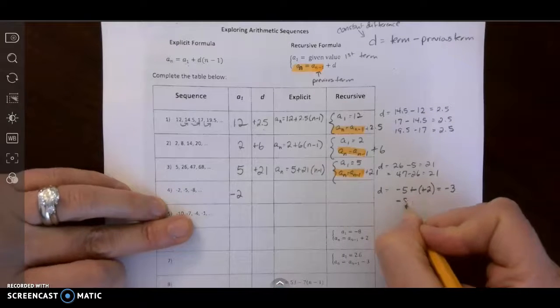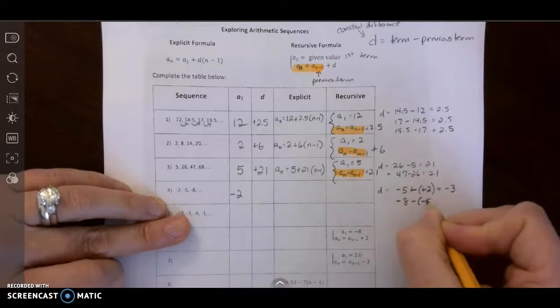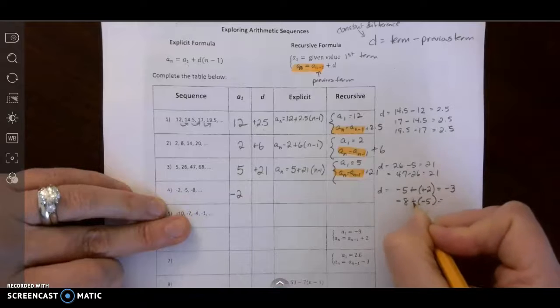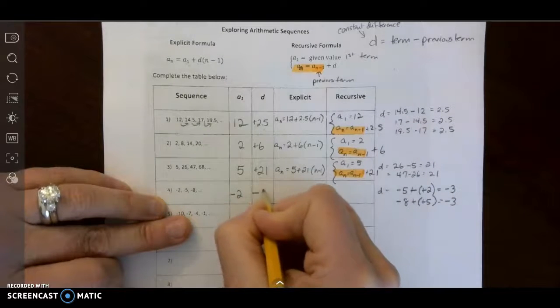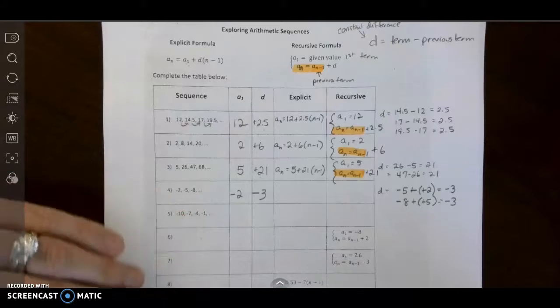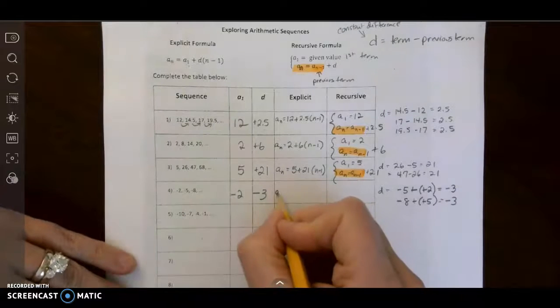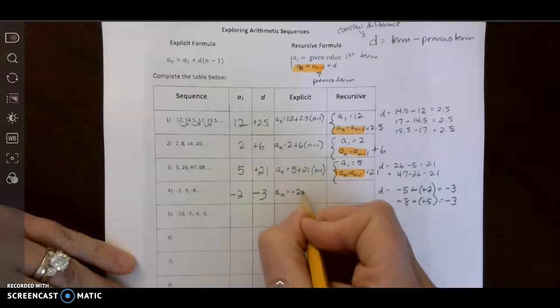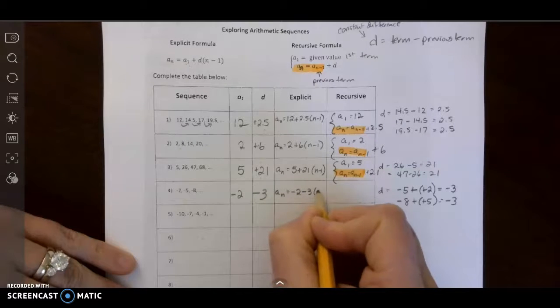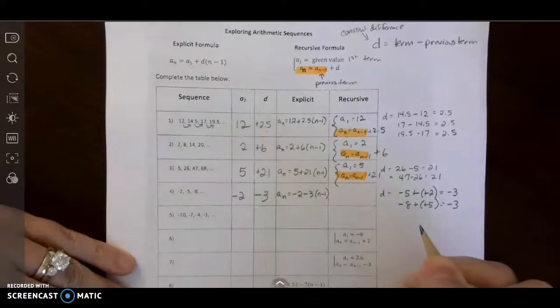Let's make sure the same thing happens here. Let's take -8 and subtract -5. That becomes plus, and I get -3. So my constant difference is -3. A sub n is my first term, -2, plus the constant difference, which is -3, times n minus 1.